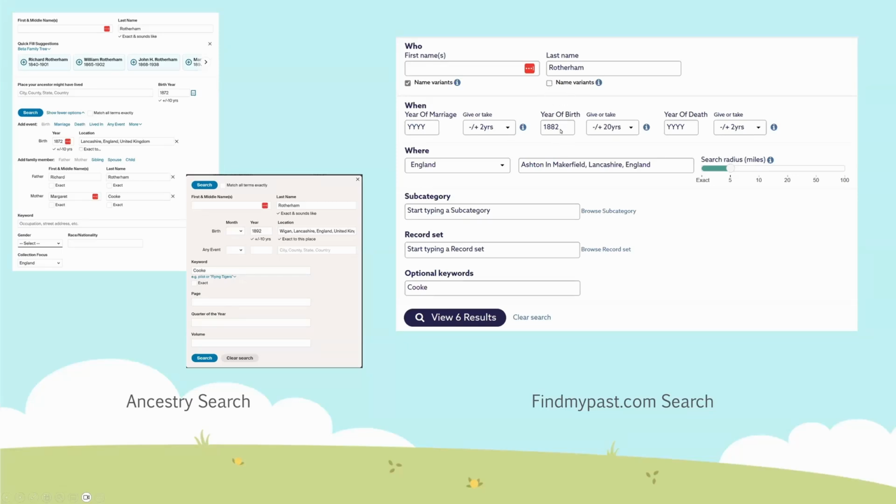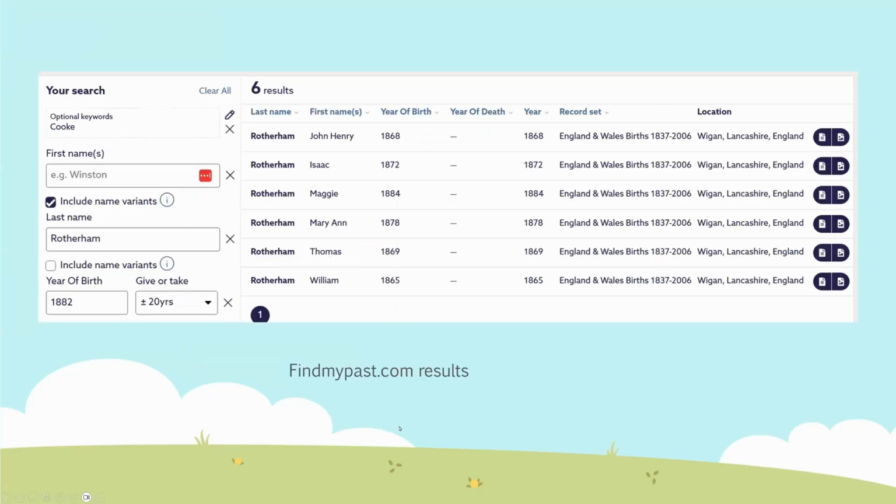And then on this one, I could put 1882 plus or minus 20 years, you can see. And I put a very specific place because I know exactly where they were born. And FindMyPast gives you a 5-mile radius circle. So it usually will come up with something if they're in Wigan or Leigh records as well. So then I got 6 results on this one. And on this one, this is the FindMyPast.